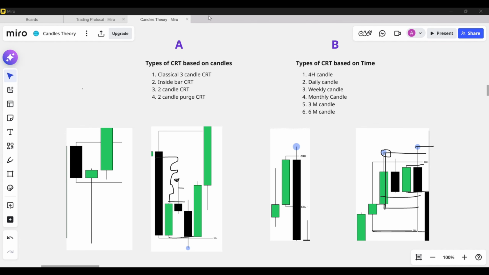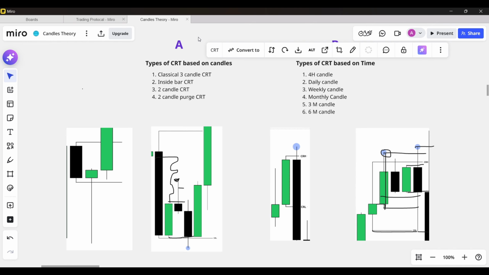Today's lecture is a very little topic about types of CRT. It's little, but it is important. It is important if you want to know about the structure of the market or the structure of candles. That's why we discuss the types of CRT. Without it you cannot find a good setup in CRT. You need to have a mind of what the CRT is going to do and what the CRT is playing. So that's why we discuss the types of CRT.